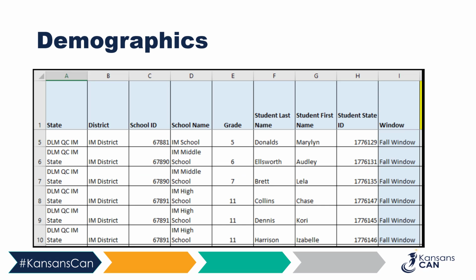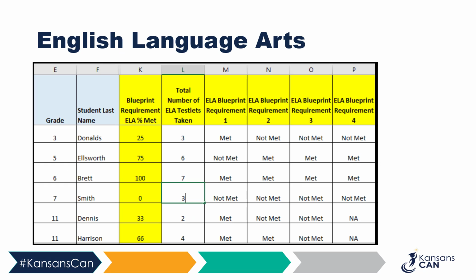On this report, you start out by seeing the demographics, and it will indicate which assessment window it is referring to. This slide shows what you will see with English Language Arts. It goes ahead and indicates how many testlets have been given. There are 4 different requirements for both ELA and math based on the 4 conceptual areas or claims. And so it indicates in the yellow column going down the blueprint requirement, what percentage is met.